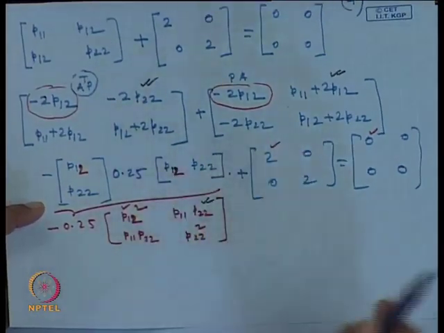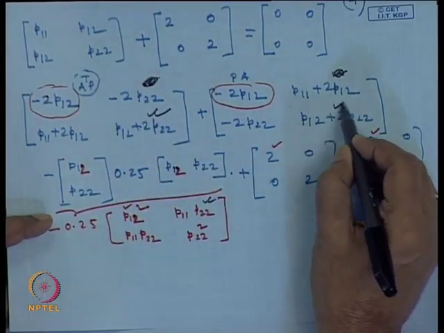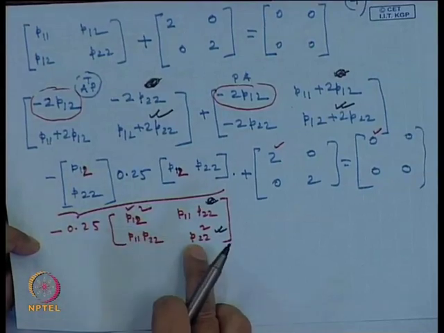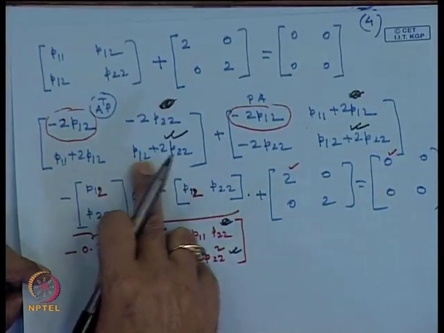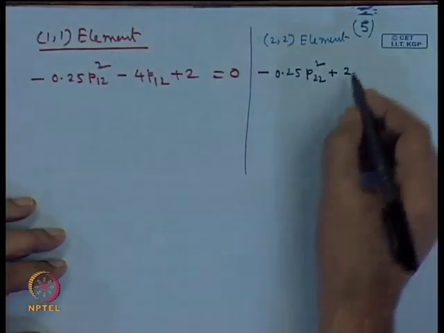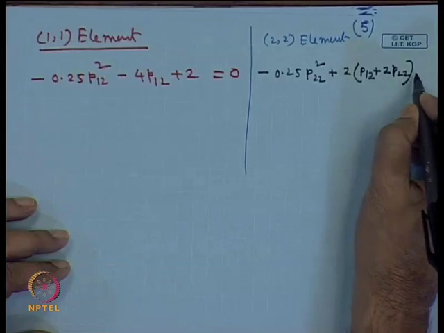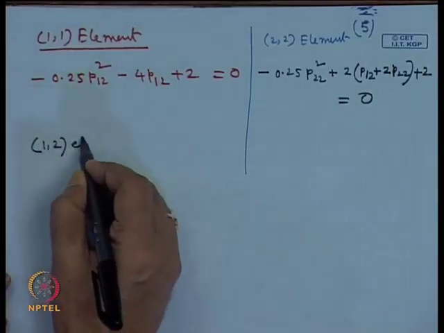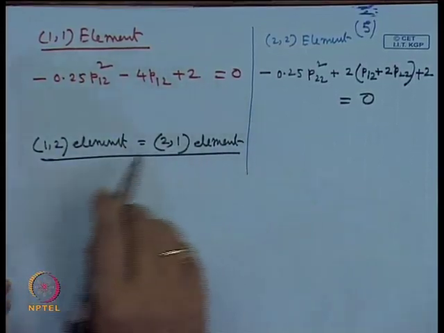Now, sorry, the P 2 2 element, forget about that, this one is the P 2 2 element, and your case is that one. This is the P 2 2 element I am writing. So, this is 0.25 P 2 2 square, what we have written. Then twice this one, P 1 2 and P 2 2, the twice of this one, plus 2. So, I am writing twice of P 1 2 plus 2 P 2 2 plus 2 is equal to 0. This is another equation. Now, P 1 2 element is the same as P 2 1 element, because it is a symmetric matrix. So, now in this case you see what that quantity is.